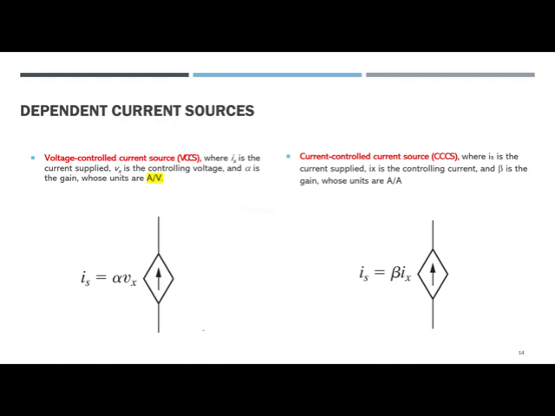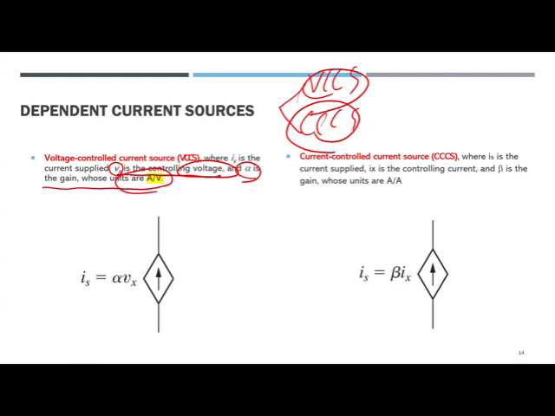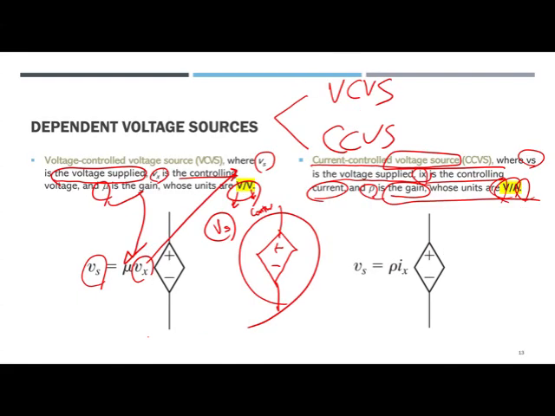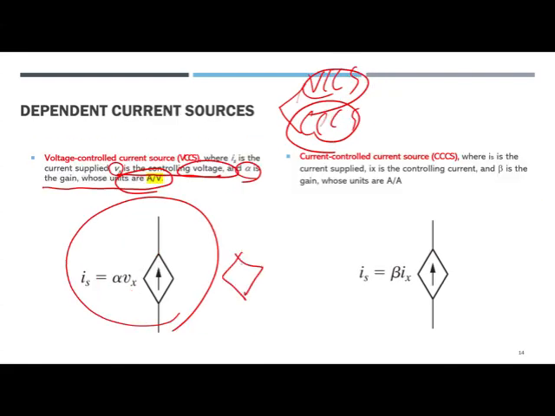Okay. All right. So how about dependent current sources? That is also VCCS. The other one is CCCS. So VCCS is voltage controlled current source. I sub S is the current supply. V sub S is the controlling voltage. R pi is the gain. So you need A over B. And the current source is different from the voltage source. The voltage source is plus minus, like this one. The current source is like this one.